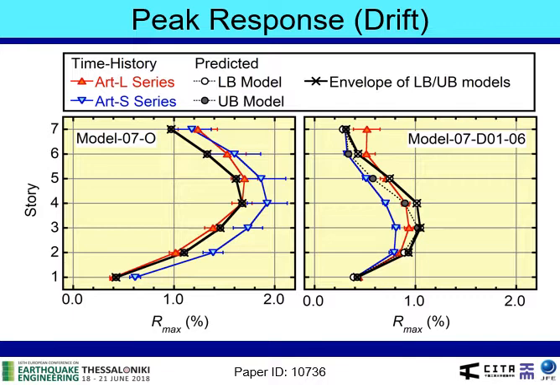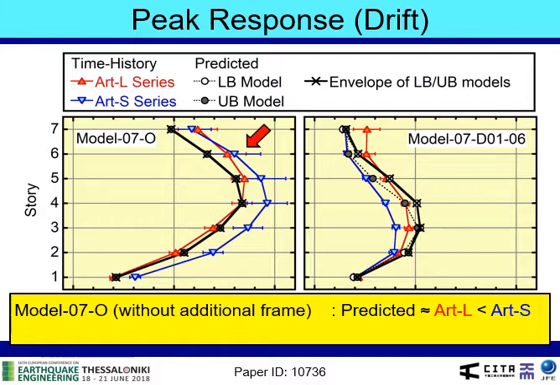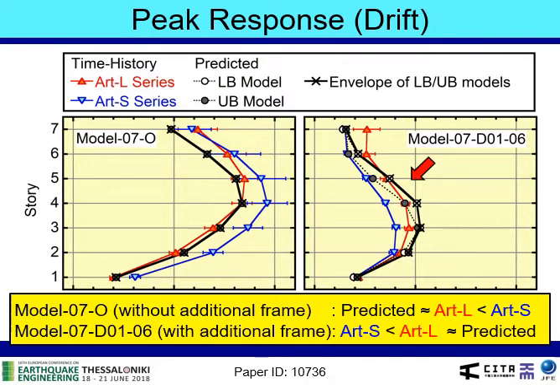Here shows the comparison of peak response drift obtained from the time history analysis and simplified procedure. As you see, in model 07O, the predicted peak drift is close to the mean of the peak drift of the at L series, while the mean of the peak drift for at S series exceeds the predicted peak drift. While in model 07D0106, the mean of peak drift for at L series is larger than that of at S series. The predicted peak drift, which is obtained as a result of the envelope of lower bound model and upper bound models, agrees well with the mean of time history analysis results.